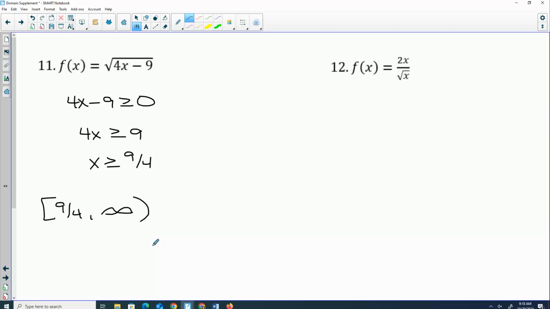Number 12. This one kind of has both things. It has a radical and it has a fraction. We know that with a radical, the thing underneath, so x, has to be greater than or equal to 0. We also know that if it's a fraction, the denominator can't be 0, correct? So I have to put those together. This one, if you square, we know that x can't be 0, and it has to be greater than or equal to 0. So when I put them together, what does that mean?